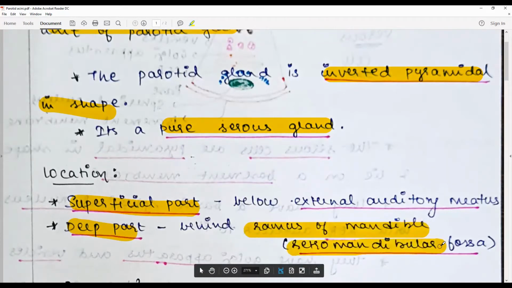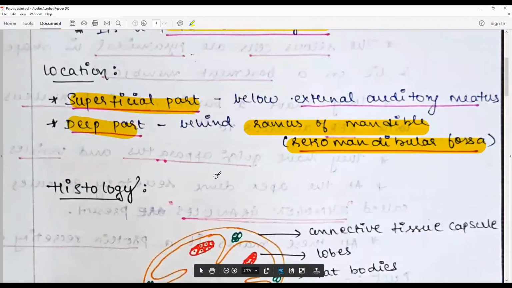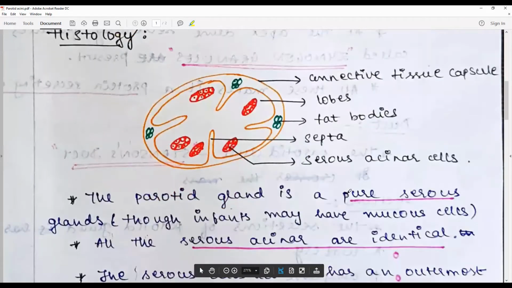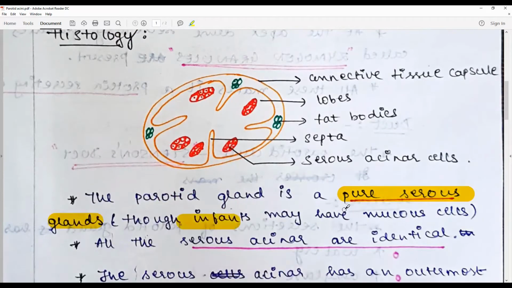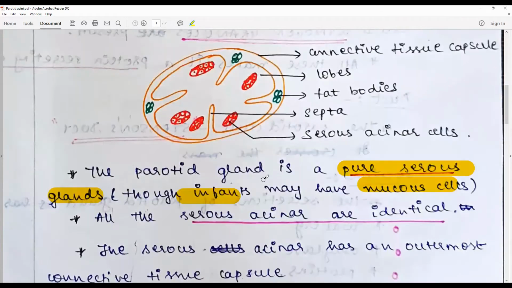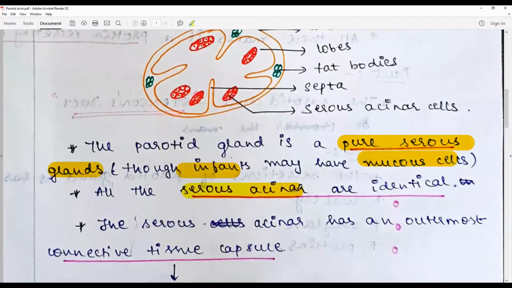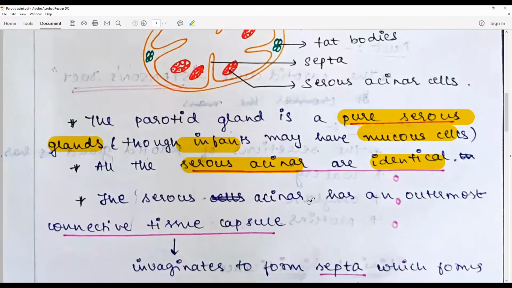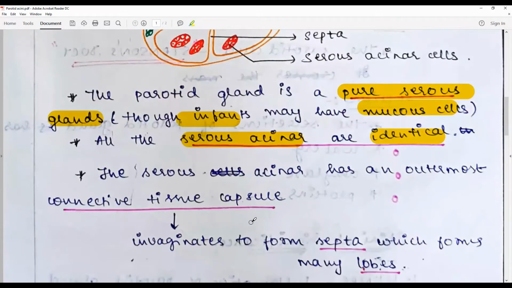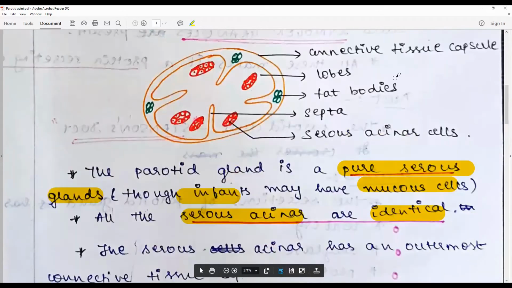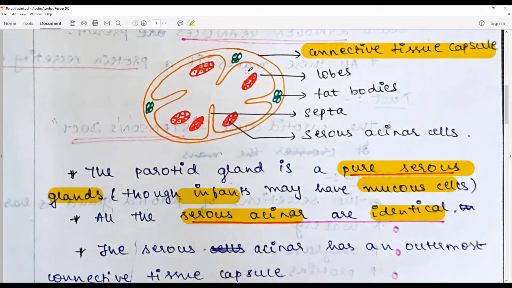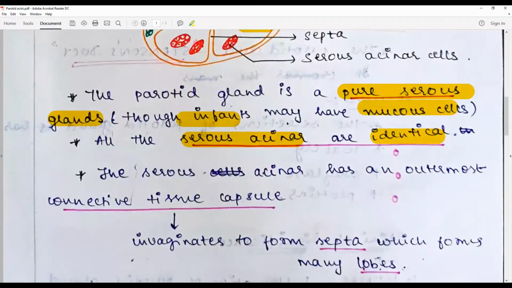the retromandibular fossa. Histology of the acini: it is a pure serous salivary gland, though in the infancy stage, they may have some mucous cells. And all these acinar cells are uniformly identical. And these acini are outlined by connective tissue capsules. Then all these acini are arranged in lobes divided by prominent connective tissue septa, and acinar cells are uniform.